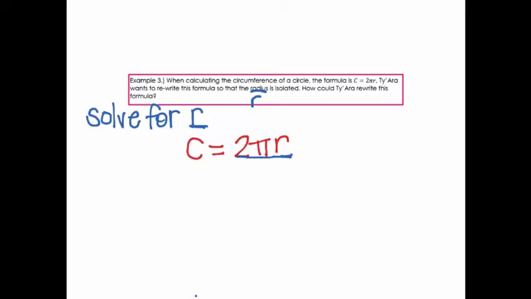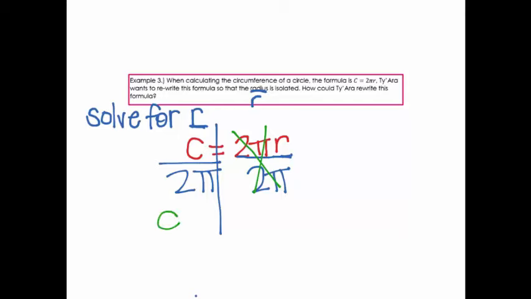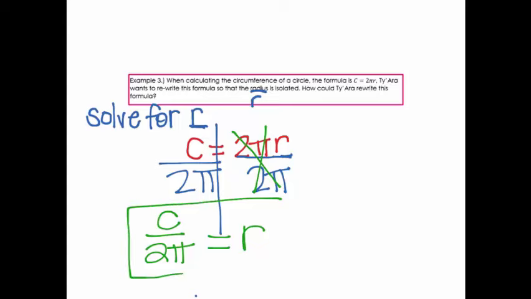So I'm going to divide this side by 2 pi, and I'm going to divide this side by 2 pi. You really don't have to do anything fancy here. You don't have to do any of the heavy lifting when it comes to these literal equations. You're just trying to get things moved around, so we're focusing on a different part of the equation here. So I'm going to eliminate my 2 pi's, and I'm simply left with c over 2 pi equals r, which is my final answer.